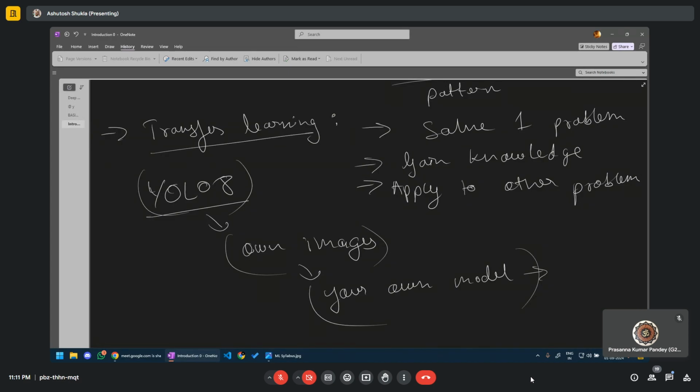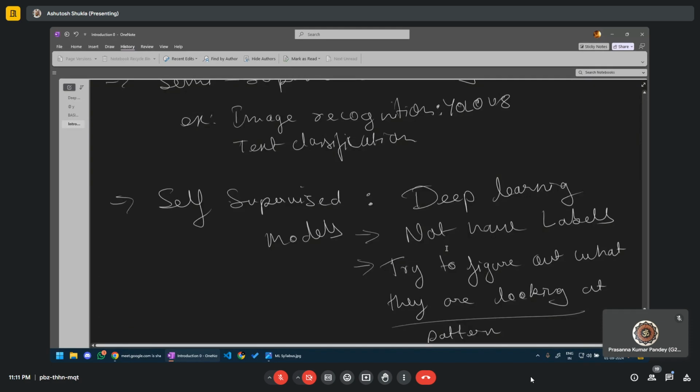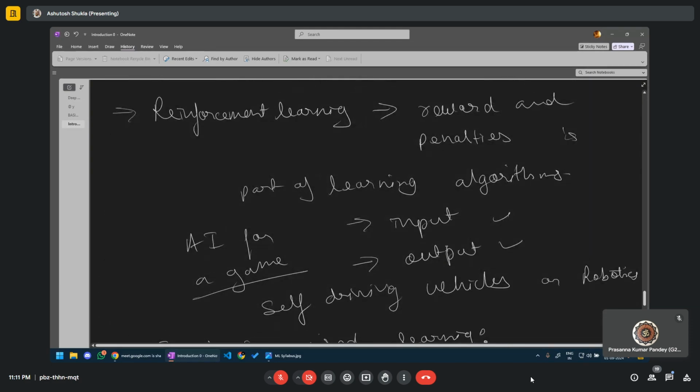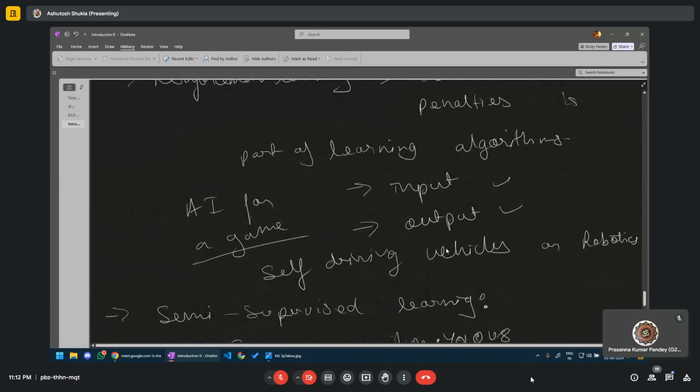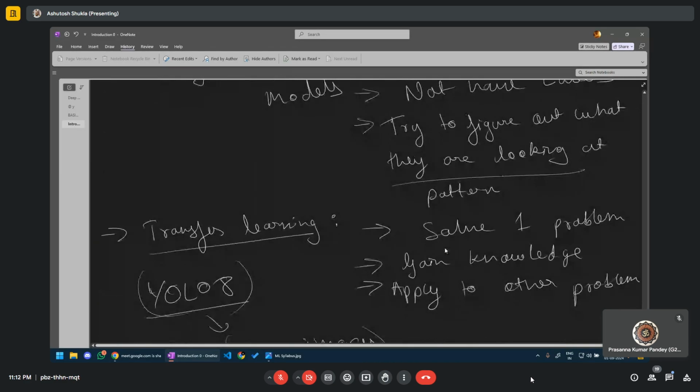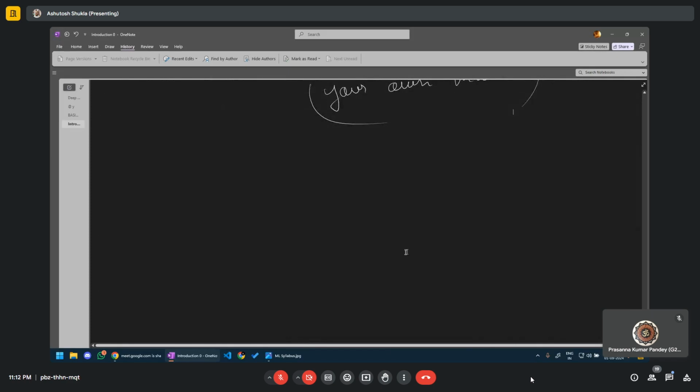So these are all the paradigms that currently exist in machine learning: supervised learning, unsupervised learning, reinforcement learning, semi-supervised, self-supervised, and transfer learning. These are the ones.